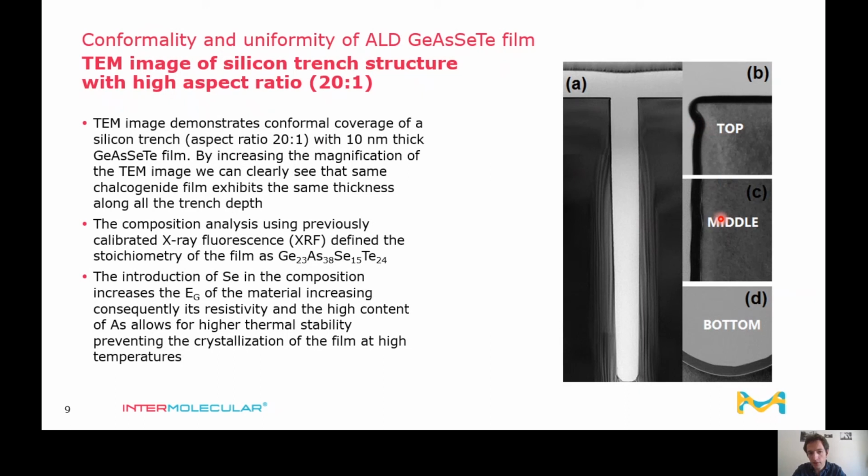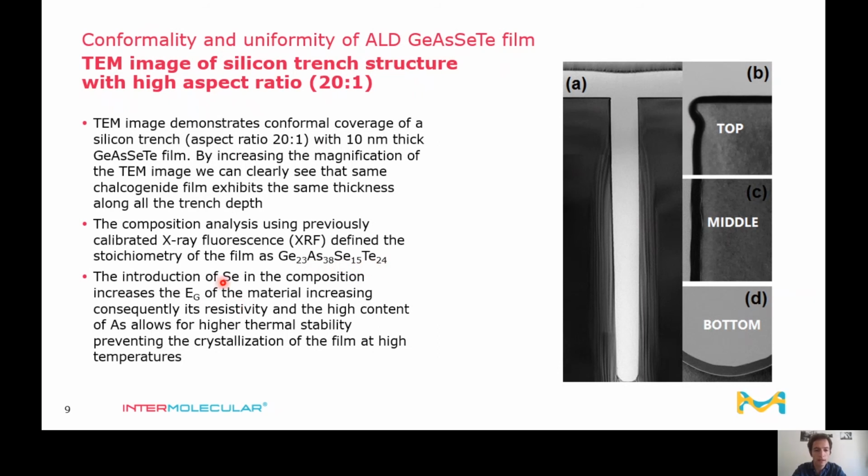And by increasing the magnification, we can see that from the top to the middle and to the bottom of our trench, we were able to fill the trench with the same thickness along all the trench depth. The composition analysis was carried out using a previously calibrated XRF, and we were able to define the stoichiometry of the film as germanium 23, arsenic 38, selenium 15, and tellurium 24.